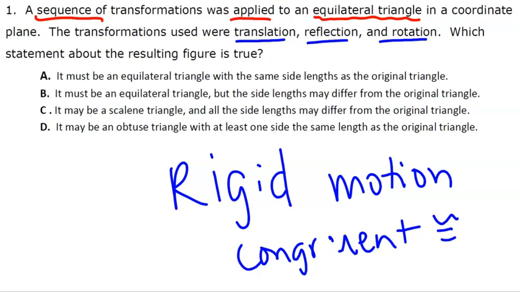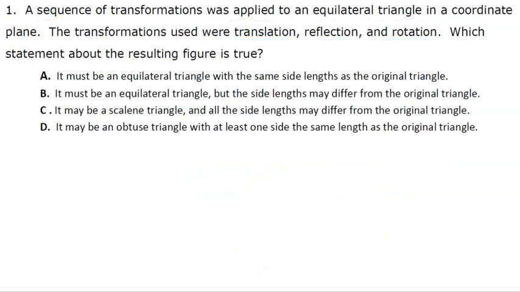That means all of the angles will be the same, and all of the side lengths will be the same. So if you start as an equilateral triangle, you're going to end as an equilateral triangle. So the first option is, it must be an equilateral. That's true. It has to have the same side lengths. That's true, as the original triangle.